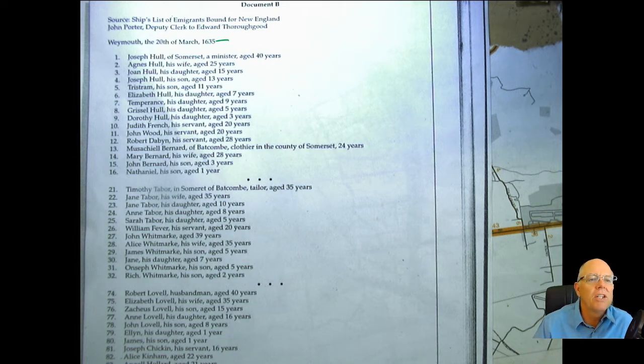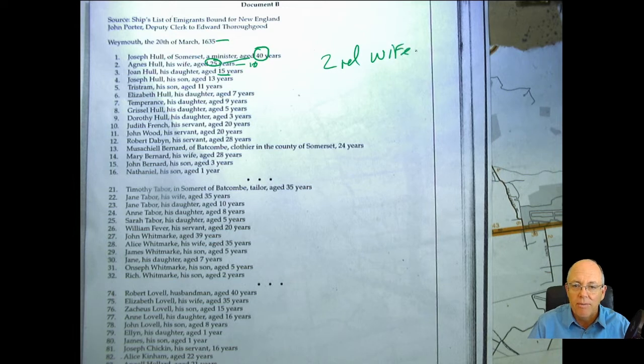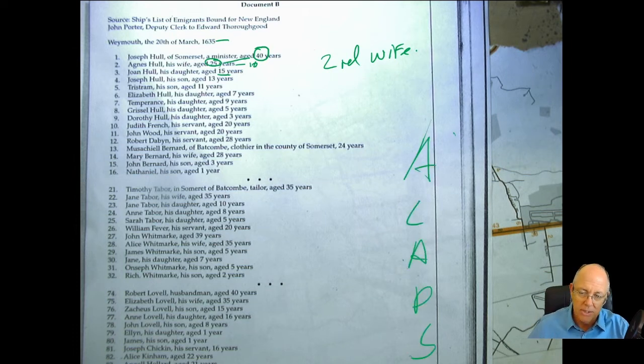One more thing, you look at the ages. Joseph Hull is 40 years old and his wife is 25 and then his daughter is 15. What do you learn here? Pay attention to these details. How old was Agnes when Joan was born? Agnes was 10 years old. Did Joseph marry a 10-year-old? And the answer is no, it's probably a second wife. Anyway, I thought you would find that funny. So again, ACAPS, be sure to try to learn and practice analyzing documents. That's very important.